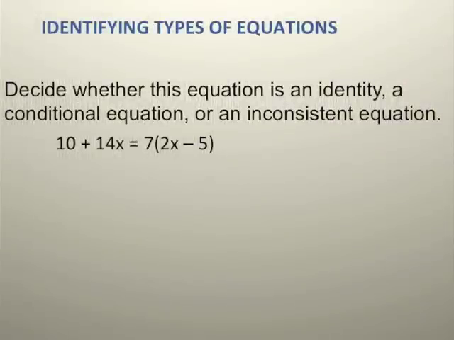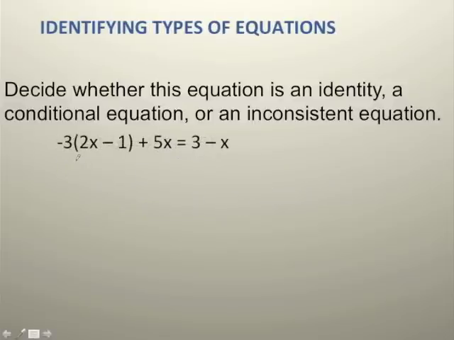Solving this, I'll get rid of the parentheses first. 10 plus 4x plus 14x equals 14x minus 35. Well, subtracting 14x from both sides, I'll end up with 10 equals negative 35. That is false, so this is inconsistent.